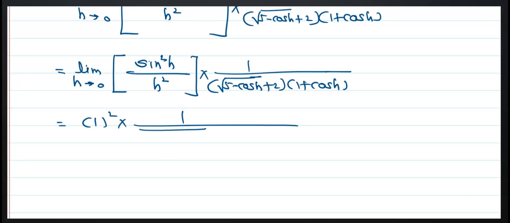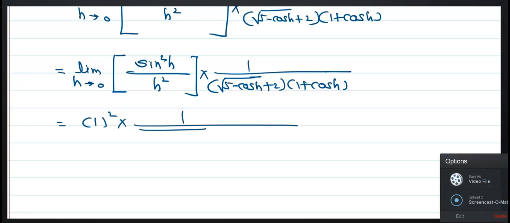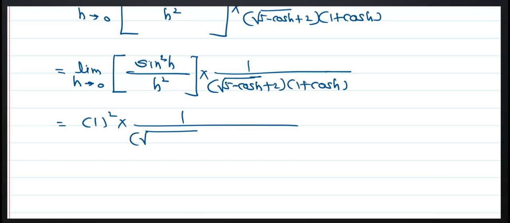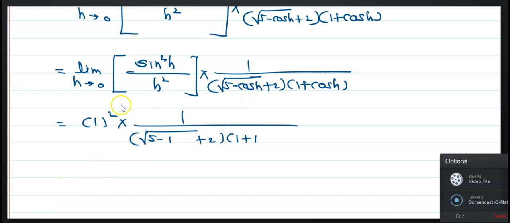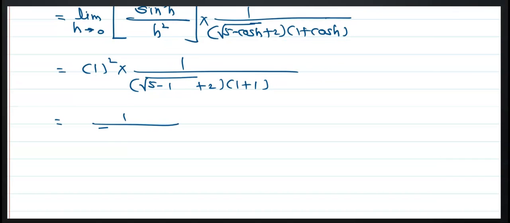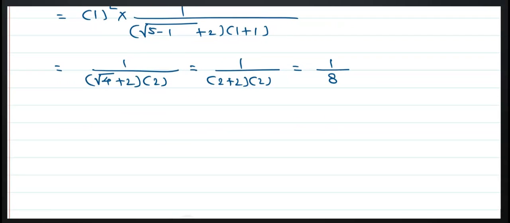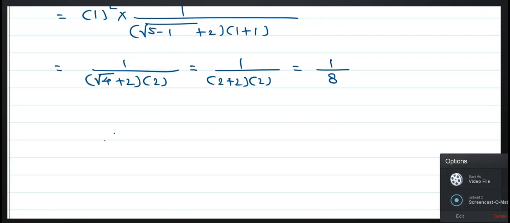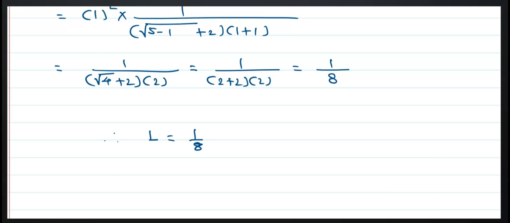Now next is root of (5 minus cos h) plus 2. When you substitute, as h tends to 0, the limit of cos h is 1. Now root of 5 minus 1, that is 4. Root of 4 is 2, 2 plus 2 is 4, 4 into 2 will become 8. So that is equal to 1 upon 8, and hence the final answer is 1 by 8.